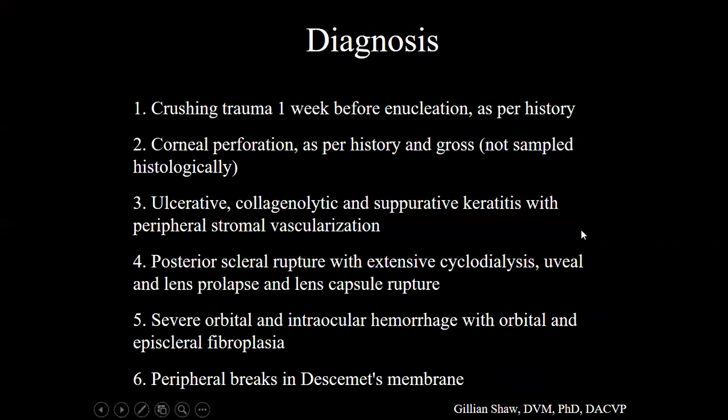Anyway, so these were my morphologic findings, and there's some stuff I didn't get into the specifics of. I did see peripheral breaks in Descemet's membrane, which is what we see with blunt ocular trauma. So the trauma is distributed peripherally, and for some reason it causes peripheral breaks in Descemet's membrane, which we had a nice example of here. So yeah, this was a beautiful case, unfortunately for the dog, of what happens when you have severe blunt ocular trauma.